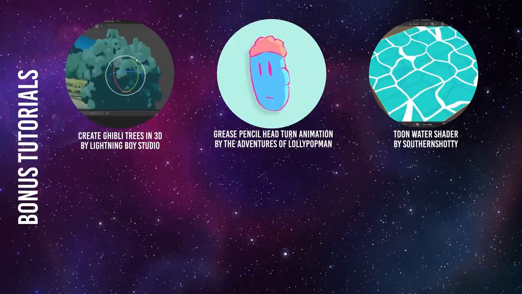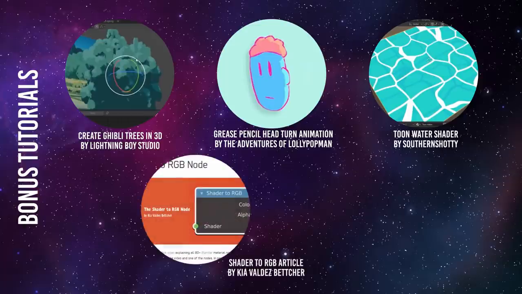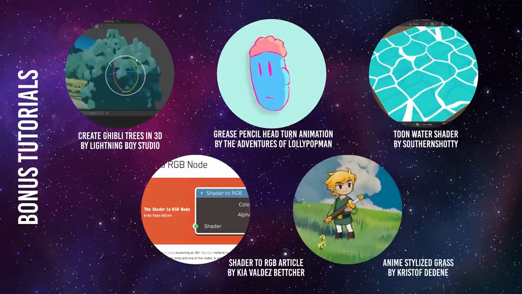Not enough water ripple? Well, this one adds depth. Fourth, Shader to RGB article by Kia Valdez Becher. This article is exploring the shader to RGB node. It's a fun read. And fifth, Anime Stylized Grass by Christophe Dedin. Christophe solved the previous particle limitations and showcases a nice grassland.